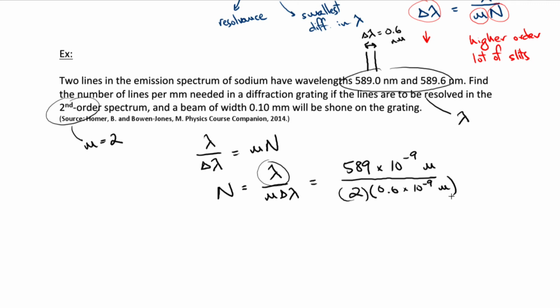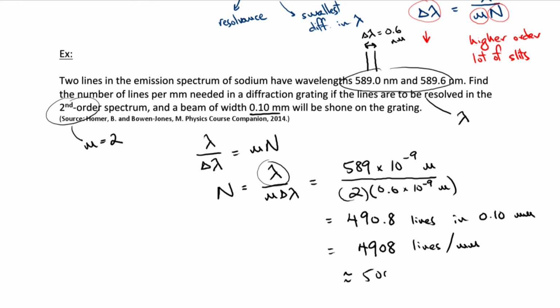If I do that arithmetic, I get that I need to illuminate 490.8 lines, and we've said that that's in 0.1 millimeters. So in order to do that, I need 4,908 lines per millimeter, which is approximately 5,000 lines per millimeter, to answer the question asked at the beginning. And that's a pretty standard number of lines per millimeter for a diffraction grating. So that's an introduction to diffraction gratings, what they're used for, and also their resolvance.